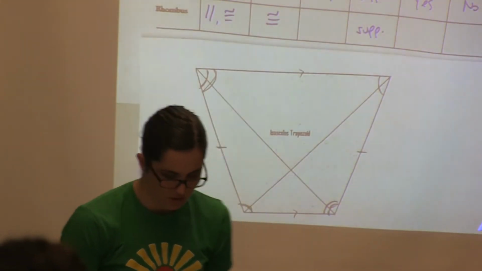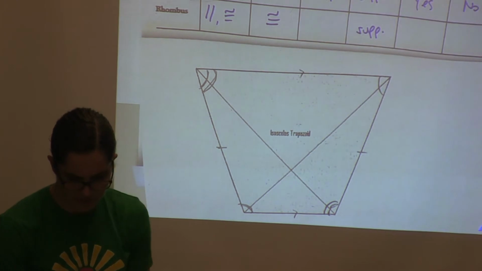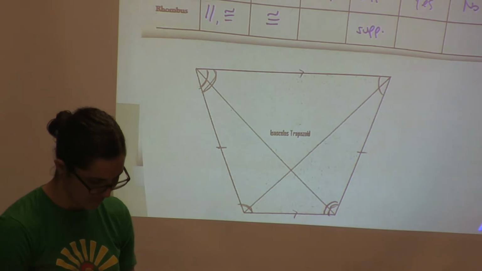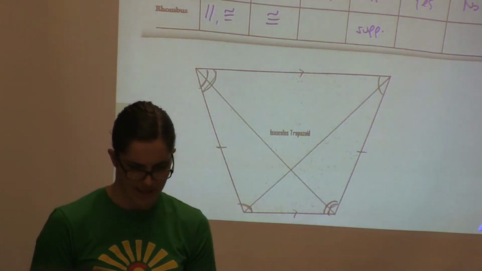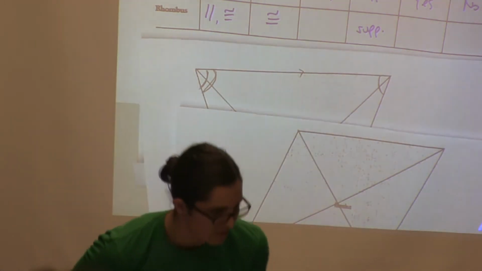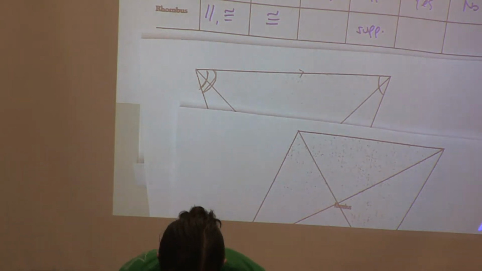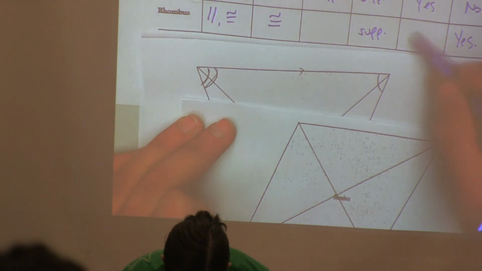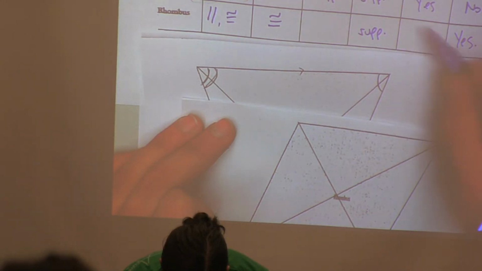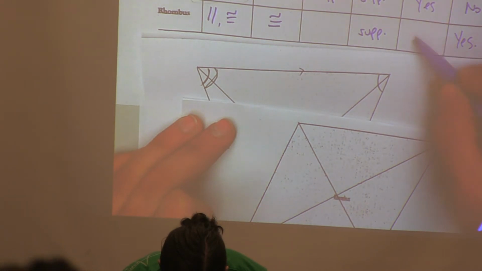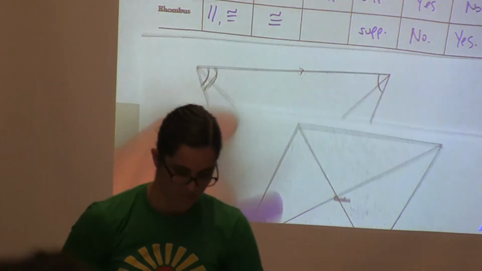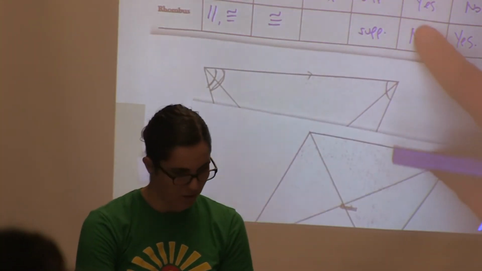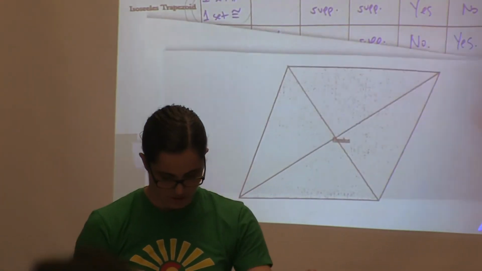Your last one is a rhombus. You should have got the same. Oh, I didn't finish a rhombus. Someone tell me. Did they bisect each other? Yes. Right? Were they equal? What did you get right here? You got yes. The diagonals are not equal on a rhombus. No, it's not equal.